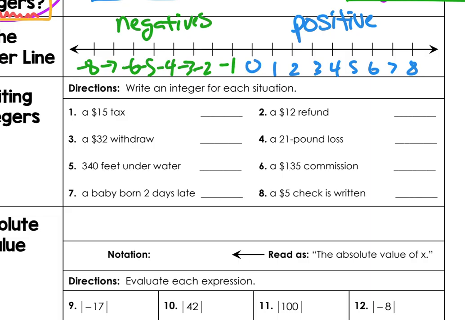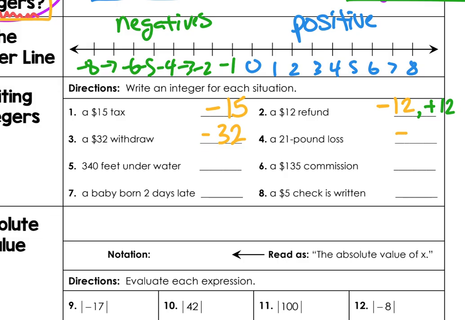So like a $15 tax, I think that would be -15, right? Because you are going to have to lose $15. A $12 refund, well, if you are the store, that means you were given $12 and then you were giving back $12. But if you are the person, well, then you feel like it's a positive 12. So I'm going to answer that either way. A $32 withdrawal is your account feeling $32 leaving it. And when I say leaving, I mean subtracting from it.